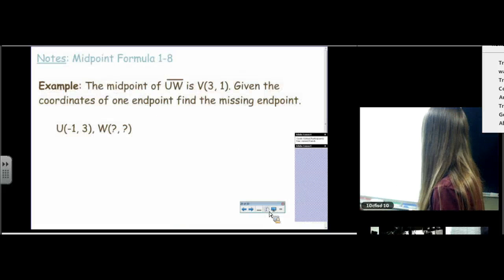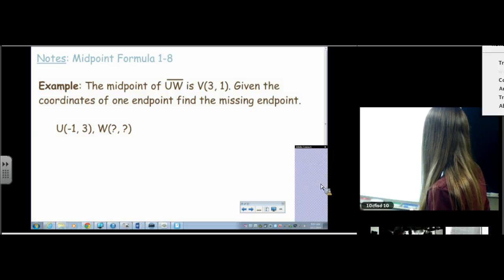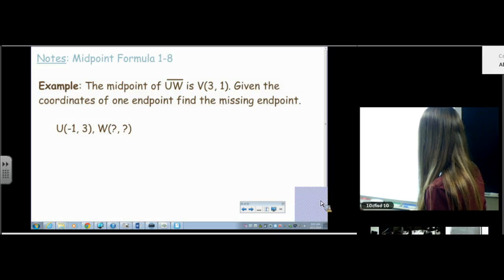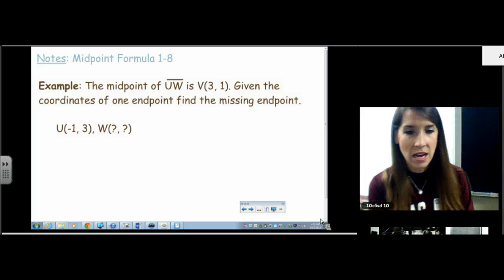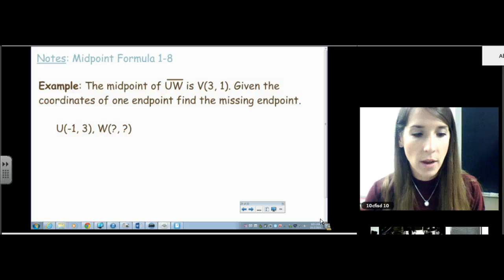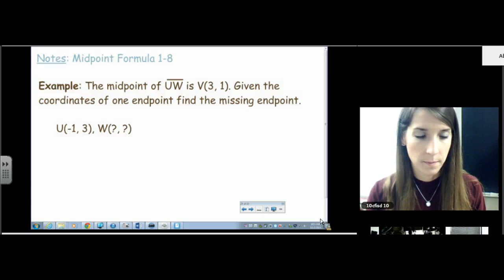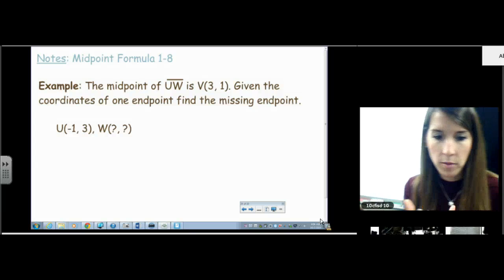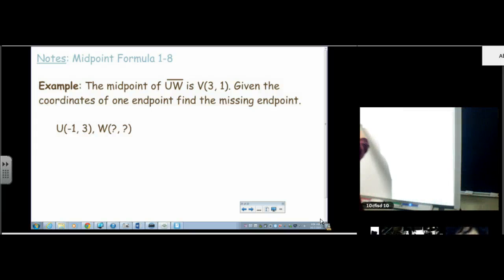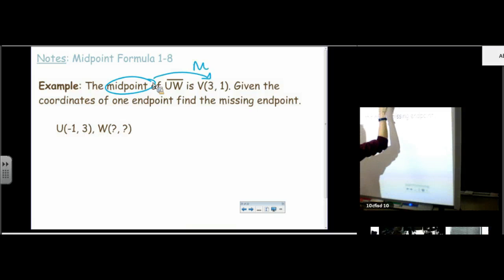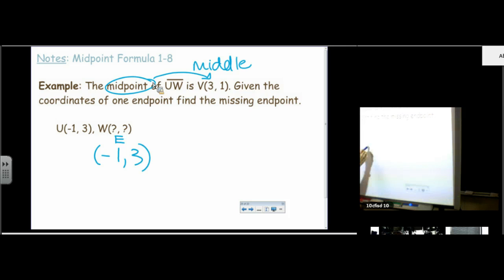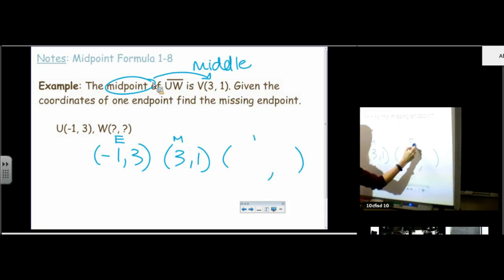All right, so try this one. I give you the midpoint. I give you an end point. I want you to find the other end point. The only thing that's really important in a problem like this is make sure you put the midpoint in the middle when you're setting this up. So I'm going to put my end point, then I'm going to put my midpoint, and then I'm going to put my other end point. Make sure you put the midpoint in the middle.